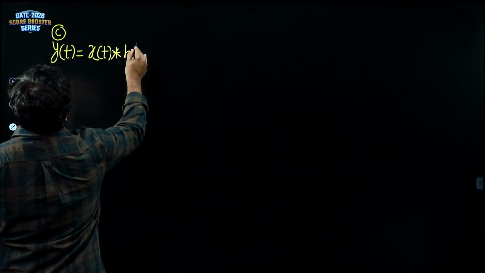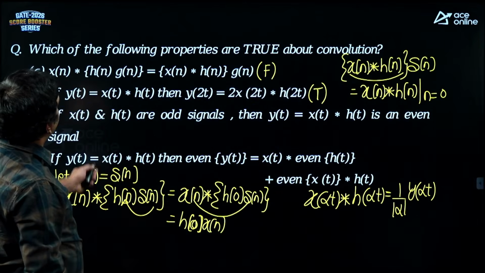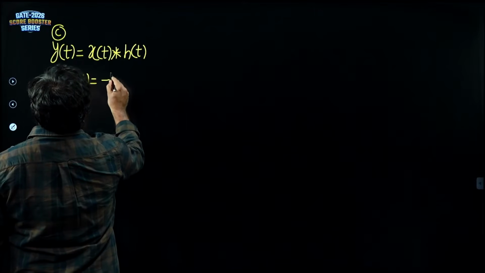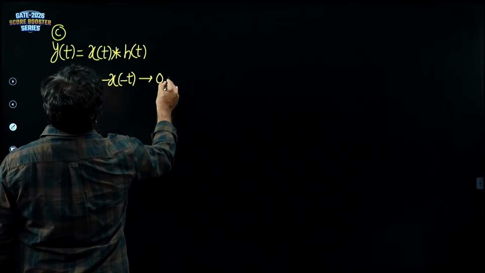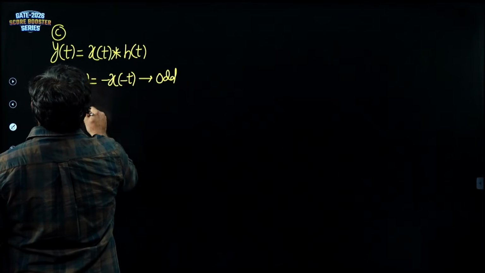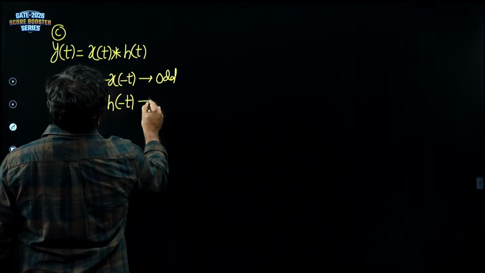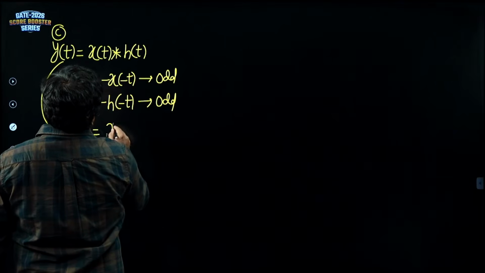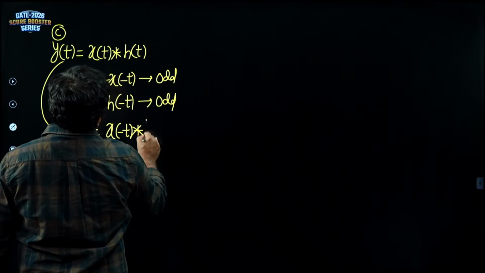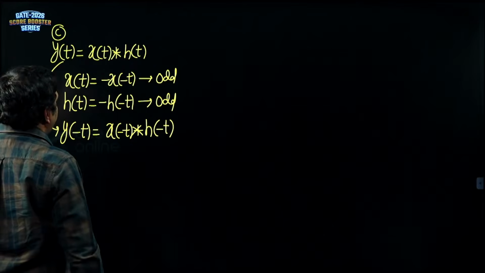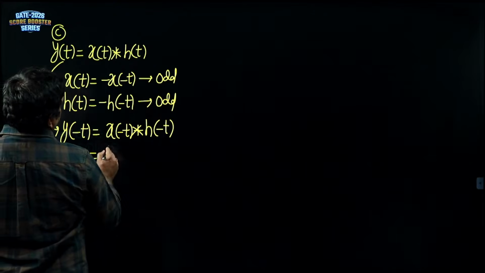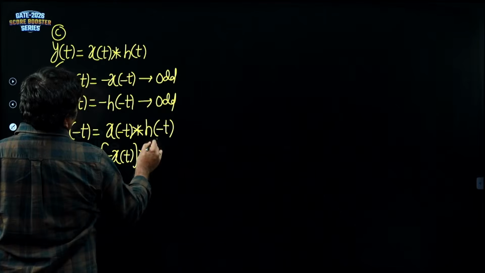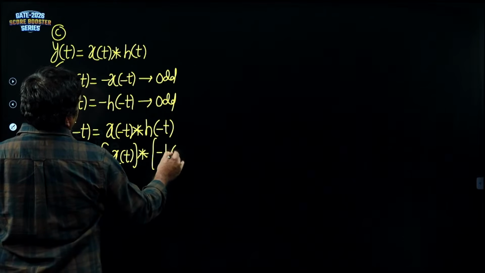y(t) is x(t) convolved with h(t). What he stated is that x(t) and h(t) are odd signals. What is the odd signal requirement? x(t) equals minus x(-t). Similarly, h(t) equals minus h(-t). What happens if I replace t with minus t here? y(-t) is x(-t) convolved with h(-t). But x(t) is an odd signal, which means I can write x(-t) as minus x(t), convolved with h(-t), which can be written as minus h(t).